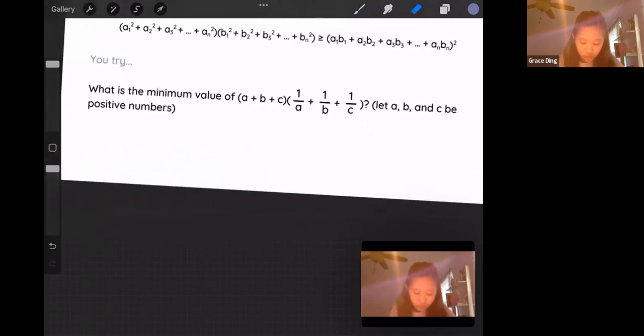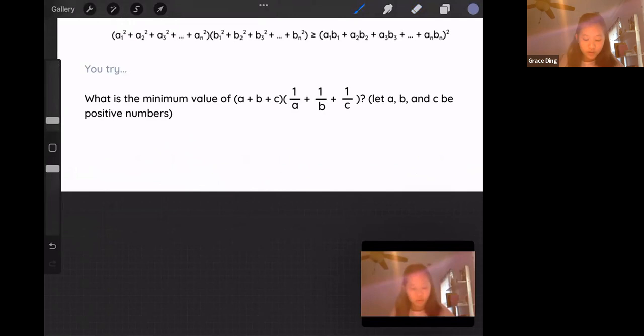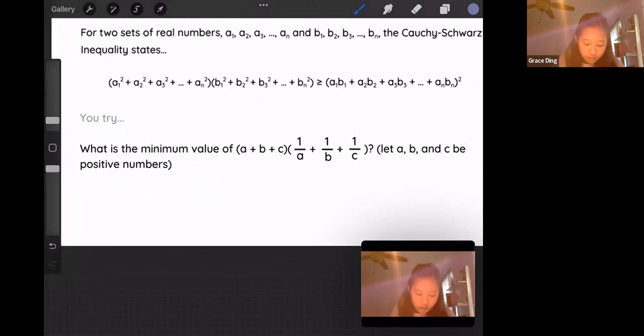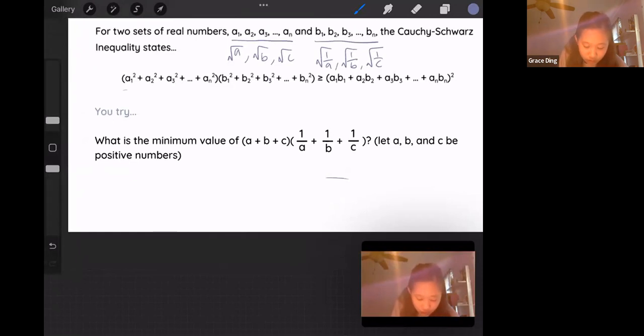Okay. Now let's do Cauchy-Schwarz. It's a little bit harder to see, but in this problem, if we let the terms be root of A, root of B, and root of C, and for the second set, let the terms be root of 1 over A, root of 1 over B, and root of 1 over C. If we use these as our sets of real numbers, then we can just plug it directly into this, basically.